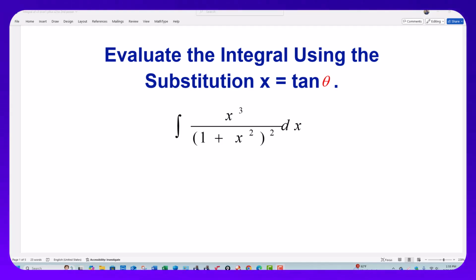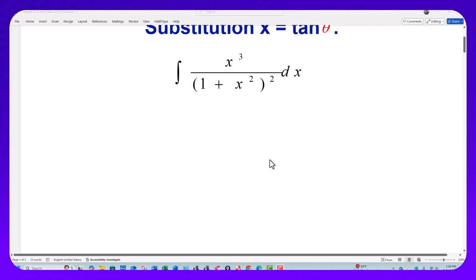In this video, we're going to evaluate the integral of x to the third over (1 plus x squared) quantity squared, using the substitution x equals tangent of theta. Now, this is the same integral that I did in a previous video where I used integration by parts. And I'll link that video in the description in case you want to refer to that.